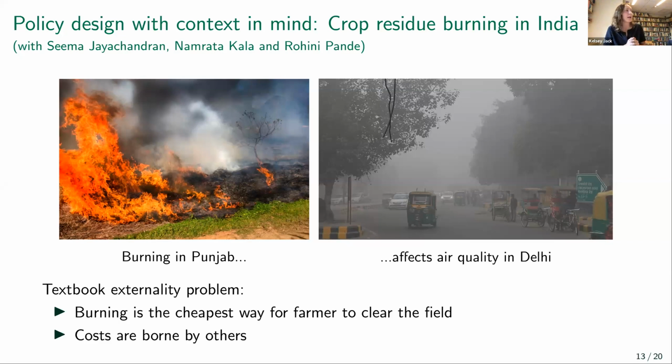as you all know. And so it's this very textbook environmental externality story where the costs are largely external to the farmer. The benefits of a quick and effective way to clear the land are what the individual is typically responding to. So this is a collaboration, I should say, with the folks listed at the top of the slide, and there is a working paper available for this one.